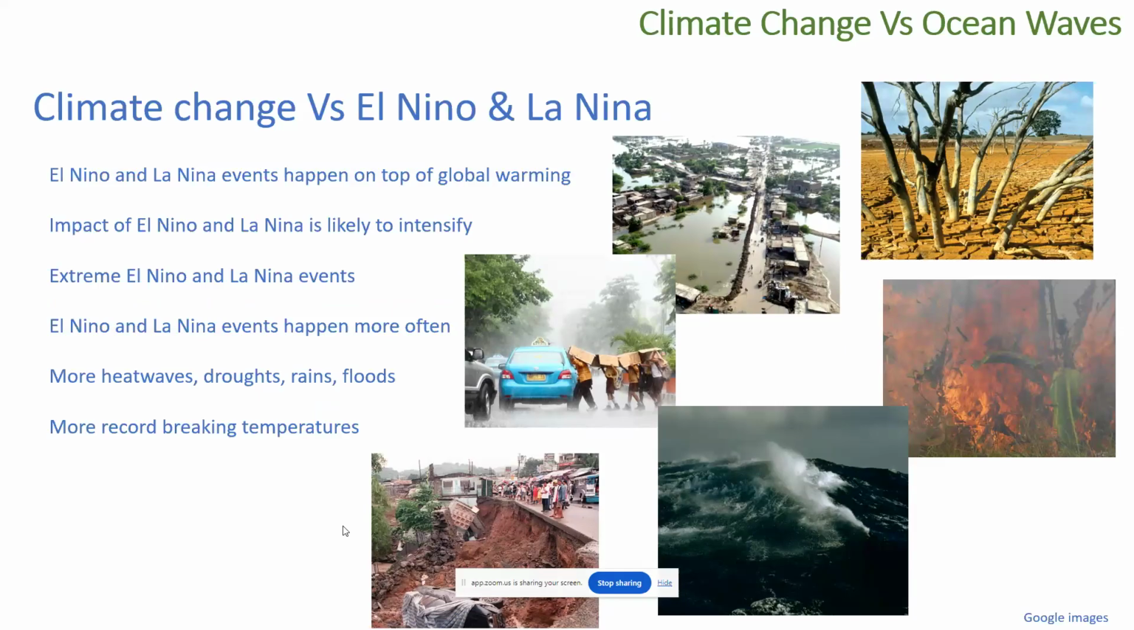How does climate change impact these known weather conditions? The climate scientists believe that since these known patterns occur on top of global warming, that means on top of increased temperature, they enhance the intensity and also the frequency with which they happen. As a result, it is believed that El Nino and La Nina events will get stronger, which results in extreme El Nino and La Nina events, which results in more heat waves, more droughts, more rains, and more floods.